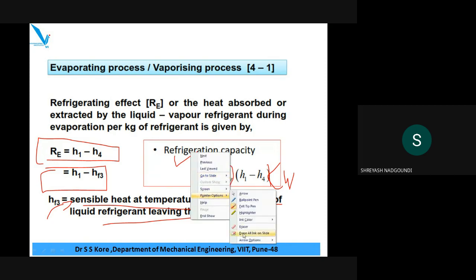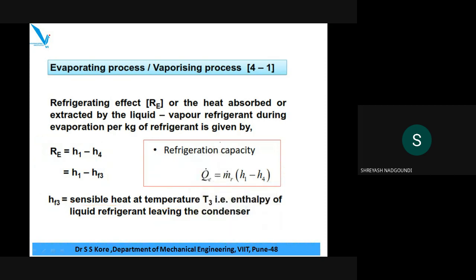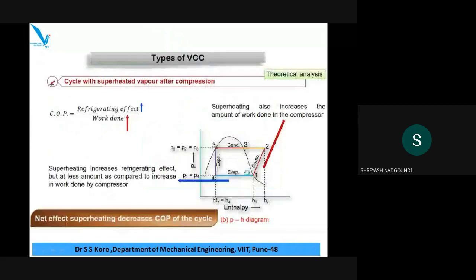Now if you want to convert it into tons of refrigeration, 1 TR, we have to divide this value by 210. So we'll get the answer in tons of refrigeration. Okay, so this is the cycle, and the last part of this theoretical, or thermodynamic, analysis of the cycle is to find out the COP, and COP is equal to RE upon the work done, or compressor work.